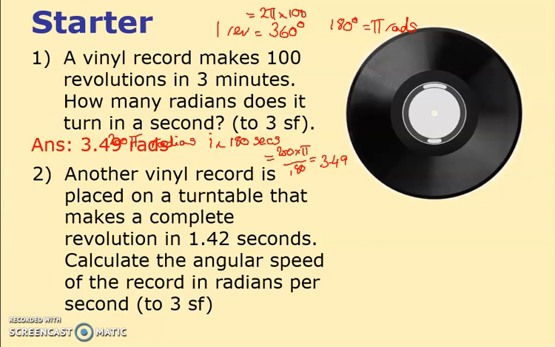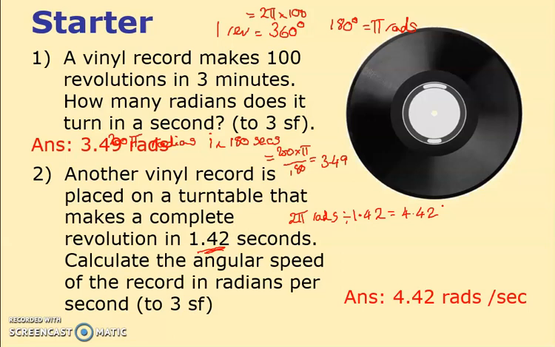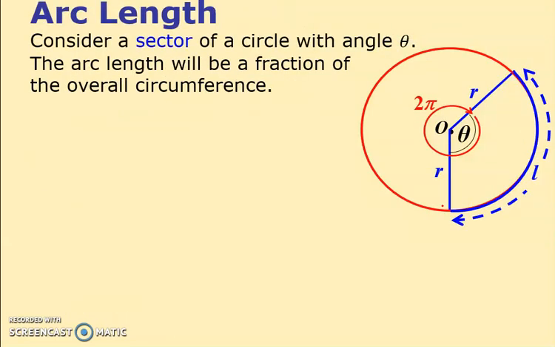And the other one, another vinyl record, is placed on a turntable that makes a complete turn in 1.42 seconds. Well, again, a complete turn is 2 pi radians. So if it does it in 1.42 seconds, if I divide 2 pi by 1.42, it'll give me the angular speed, which is again radians per second. I'm just doing this to get us used to a vaguely real life question about radians, and getting us thinking about degrees and radians and the equivalences. I get 4.42 here when I've done that. Let's see what the answer says. 4.42 rads per second.